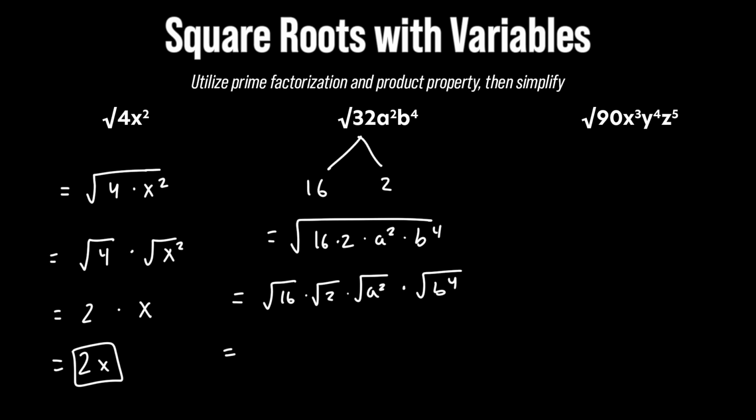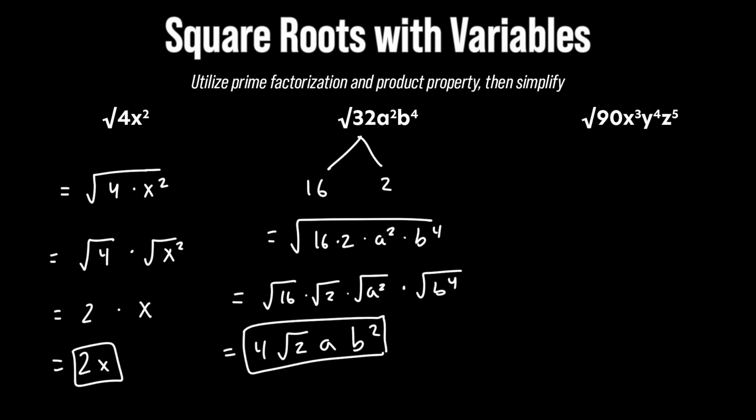So square root of 16 is 4. Then we have root 2. Then we have square root of a squared. The square root and the square are going to cancel out, so we're going to have a. And the square root of b to the 4th, remember that the square root is equivalent to the 1/2 power. So the 1/2 power times 4 is going to be equal to b to the 2nd. So this is going to be our answer.